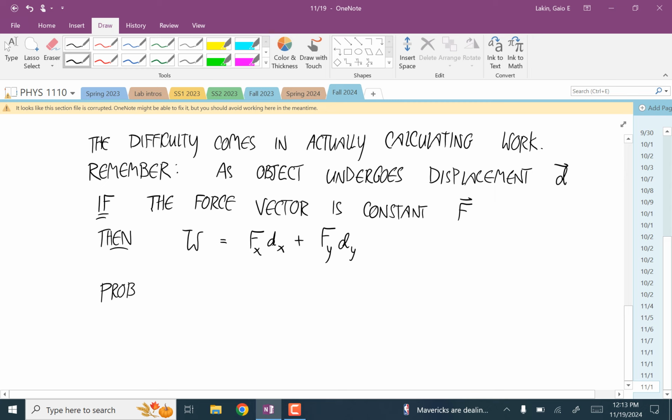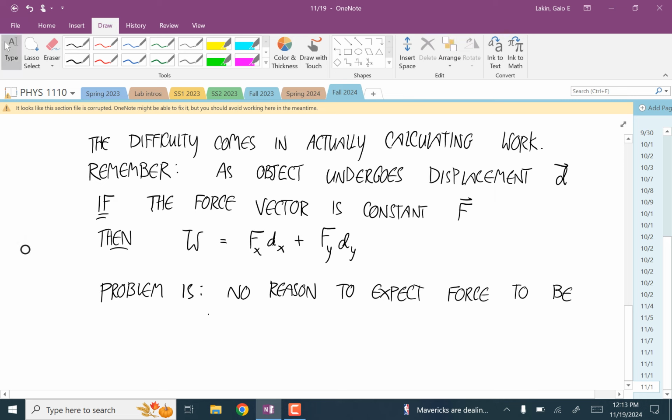But the problem is, there's no reason to expect the force to stay constant as the object undergoes its motion. So there's no reason to expect the force to be constant as the object undergoes its displacement.